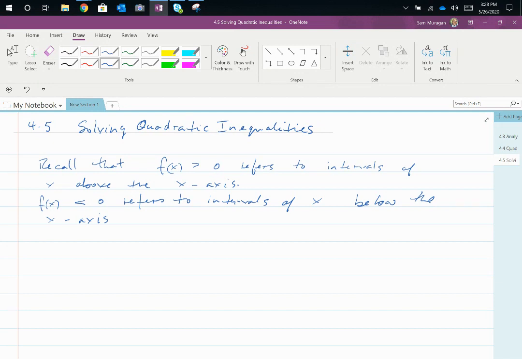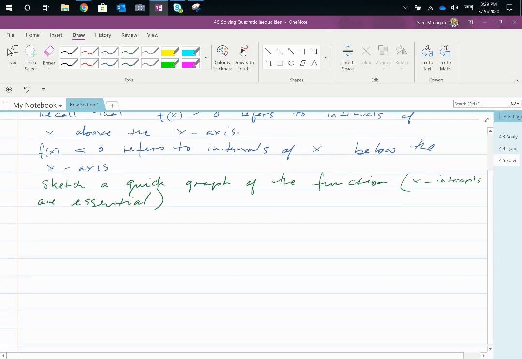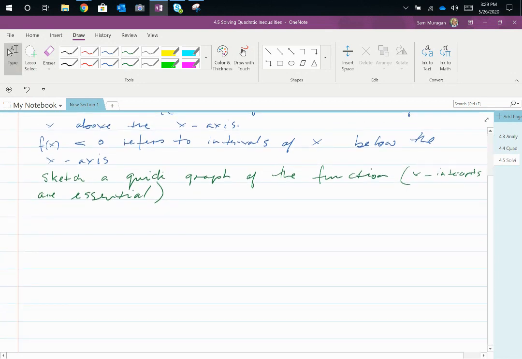So the process then is to sketch a quick graph of the functions. X-intercepts are essential. So let's look at a few examples.